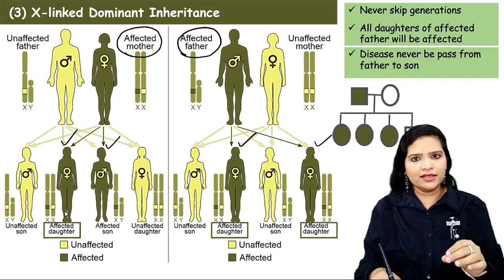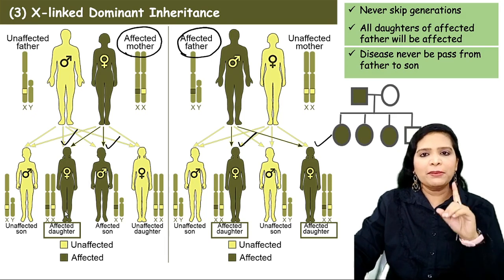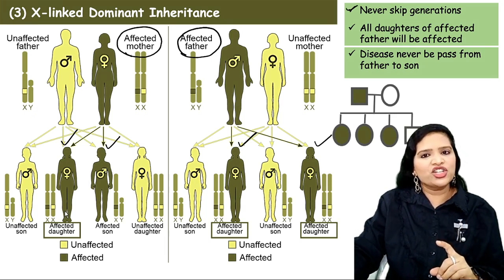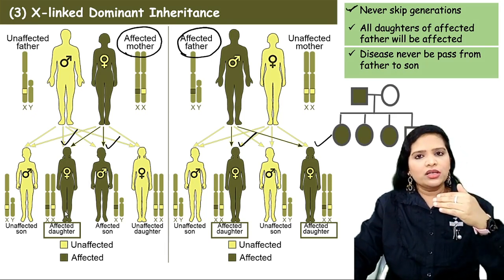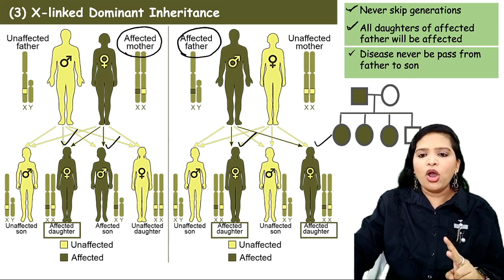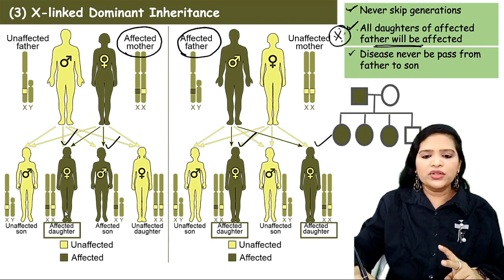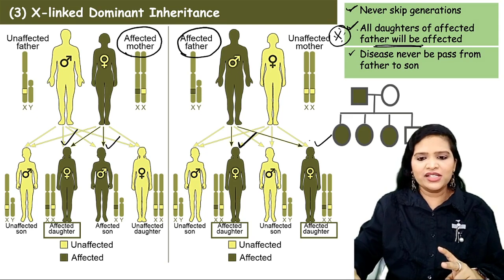So this is a specific inheritance pattern which we could see in the X-linked dominant type of inheritance. So that's why here the rules for the dominant type of X-linked inheritance are: number 1, it never skips a generation. That means each generation has offspring getting affected. Number 2, all the daughters of the affected father will be affected. This is the important point you should remember. Okay. So look here, this daughter is also affected. This daughter is also affected.